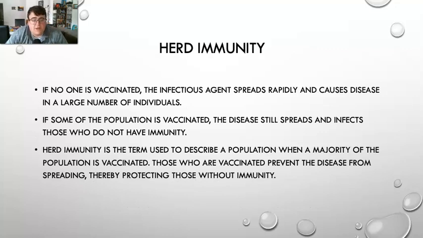Herd immunity. If no one is vaccinated, an infectious disease could spread rapidly and cause disease in a large number of individuals. If some of the population is vaccinated, the disease will still spread and it will affect those that don't have immunity. Herd immunity is when we describe a population that's got a majority of the population vaccinated or have had the pathogen. And when they're vaccinated, they prevent the disease from spreading and therefore protect those without immunity.